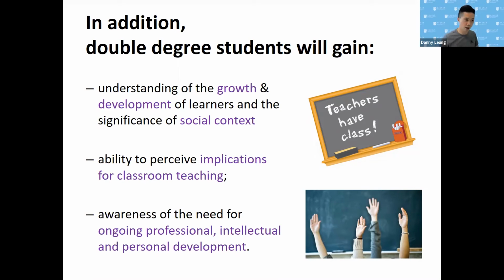Apart from that, ability to perceive implications for classroom teaching. Yes, when it comes to a classroom, how can you conduct, say, a 40-minute English class in a secondary school well? You have to know all the knowledge as well as the technical know-how in order to be a good English teacher who can control an English classroom. That's about classroom teaching. Awareness of the need for ongoing professional, intellectual, and personal development. So you are a teacher.